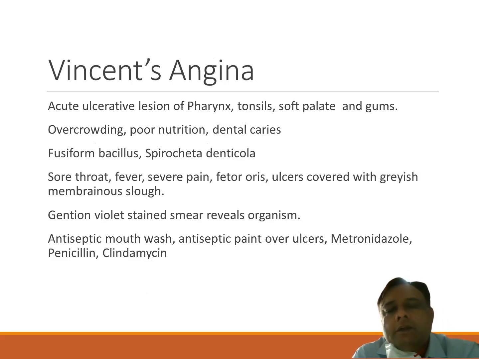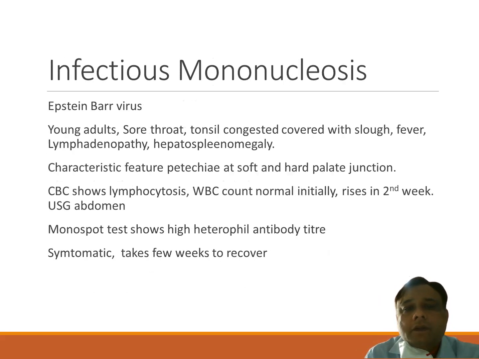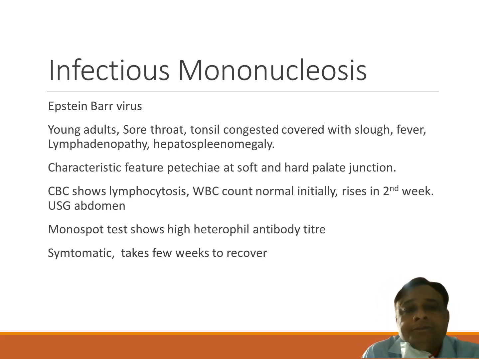Vincent's angina is an acute ulcerative lesion of the pharynx, tonsils, or soft palate and gums. Overcrowding, poor nutrition, and dental caries are the most common predisposing factors, while fusiform bacillus or Spirochaeta denticola is the etiological organism. The most common presenting symptoms are sore throat, fever, severe pain, fetor oris, and ulcers covered with grayish membranous slough. Infectious mononucleosis is caused by the Epstein-Barr virus. Young adults present with sore throat, congested tonsils covered with slough, fever, lymphadenopathy, and hepatosplenomegaly. Treatment is mainly symptomatic, and it takes a few weeks to recover.